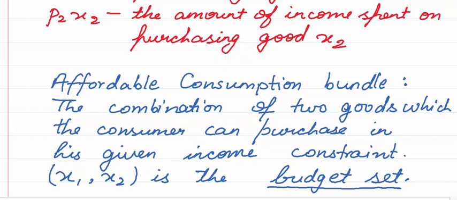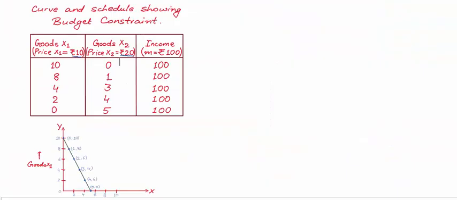Now let us look at the budget constraint with the help of a graph and a table. Let us try to understand the budget constraint of the consumer with the help of a curve and a schedule. In the schedule, we can see that the consumer is consuming two different goods, x1 and x2, with his given income of 100 rupees. The price of good x1 is 10 rupees and the price of good x2 is 20 rupees.